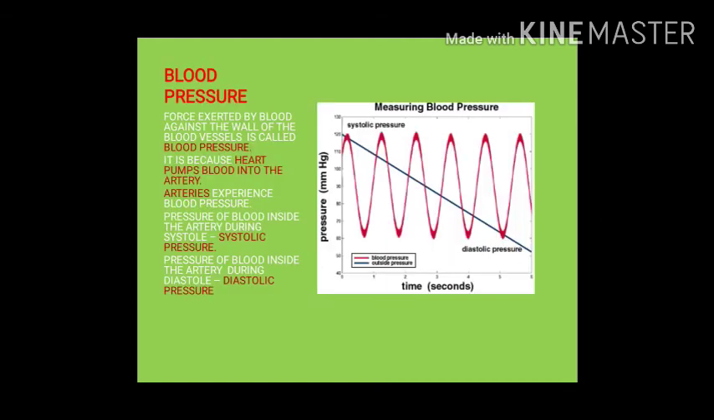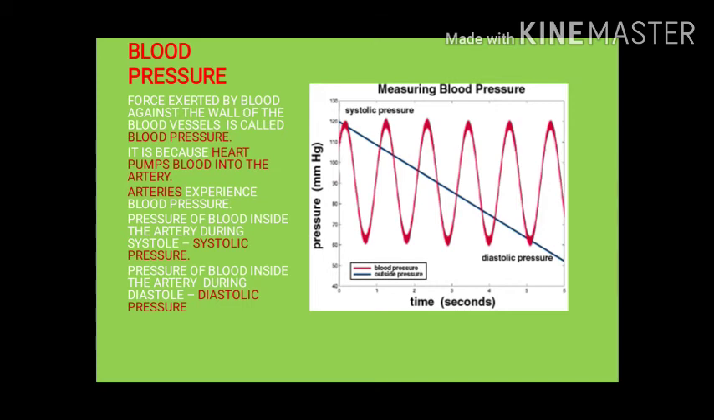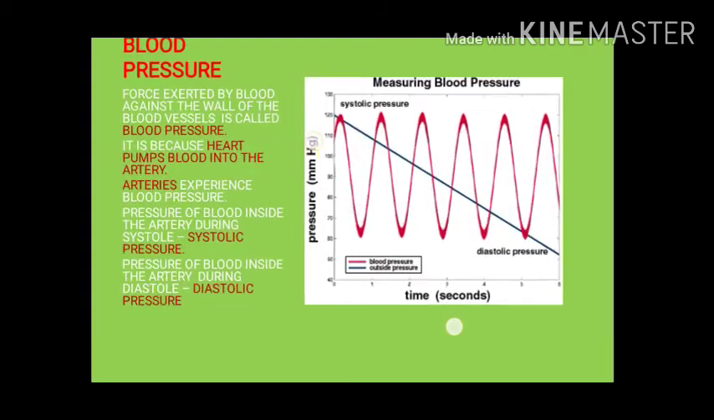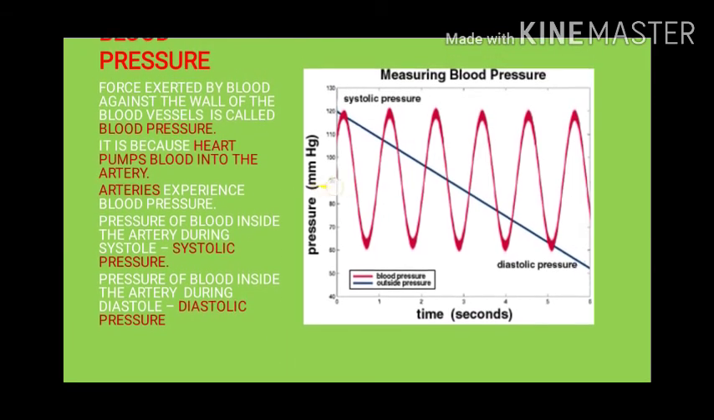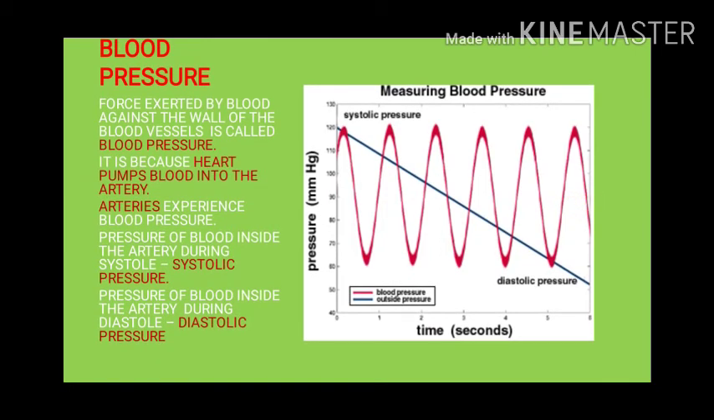Now moving to blood pressure. The force exerted by blood against the wall of the blood vessel is called blood pressure. It is because the heart pumps blood into the artery. Arteries experience blood pressure. The pressure of the blood inside the artery during systole is called systolic pressure, and the pressure of blood inside the artery during diastole is called diastolic pressure.